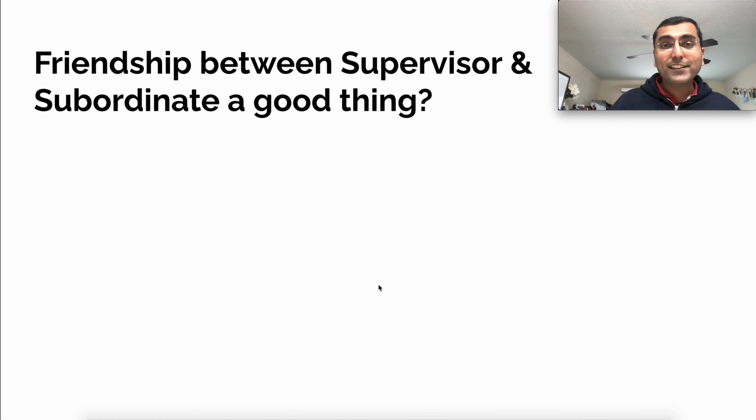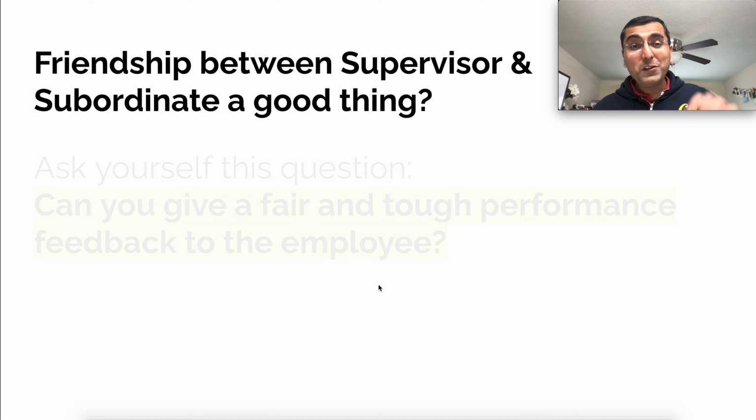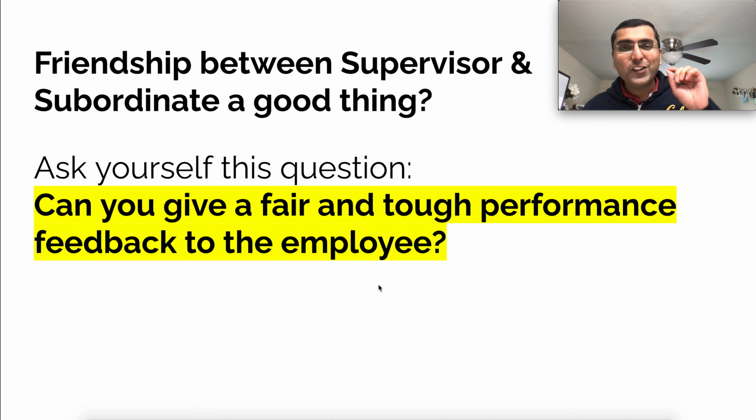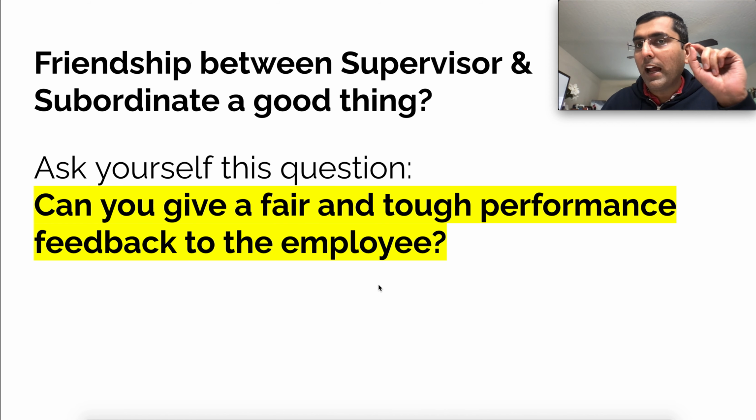So last topic, friendship. Is it good between the leader and the subordinate? Is it a good thing? Look at how many real life questions are being solved in this one chapter, 10 pages, right? This book is phenomenal. It comes down to one simple question. Can you give a fair and a tough performance review feedback to that subordinate employee? Can you do that? If the answer to that question for that employee is no, forget about friendship.